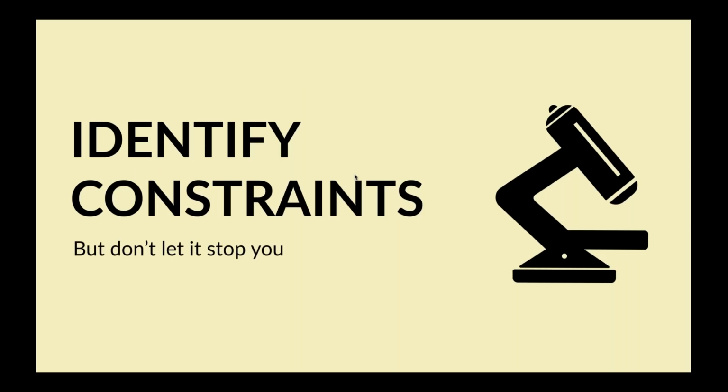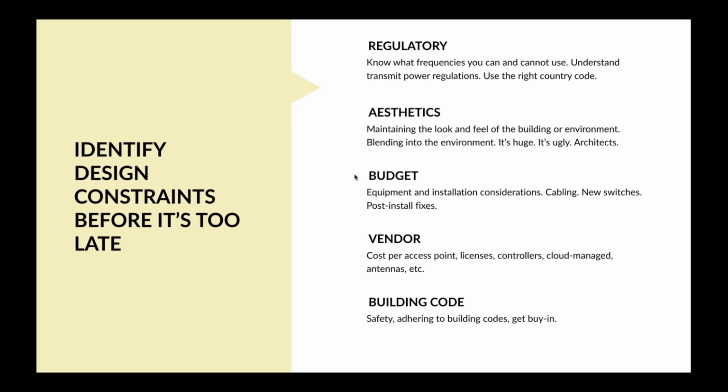All right, so next you wanted to identify the constraints, but don't let them stop you from trying to deliver the Wi-Fi service that everybody needs, right? So some of those things could be regulatory. I don't know if anyone here is from a different country, but you want to know what frequencies you could use and the transmit power regulations, and using the right country code with your controller, for example.